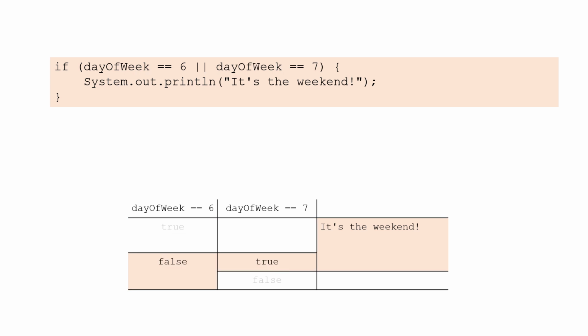However, if day of week equal to 6 is false, then the program proceeds to check the second condition. It checks whether day of week is equal to 7 or not. If this is true, then the program proceeds to the body of the if statement and it prints it's the weekend. And when both of these conditions are false, the whole conjunction will evaluate to false, the body of if statement will be skipped, and the program does nothing.